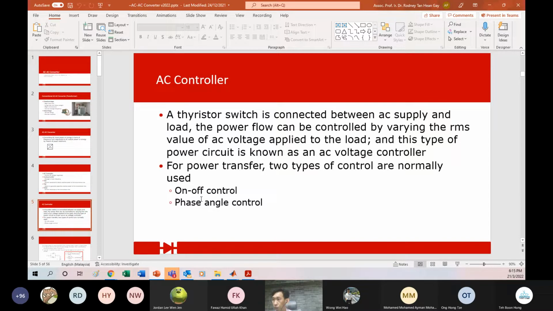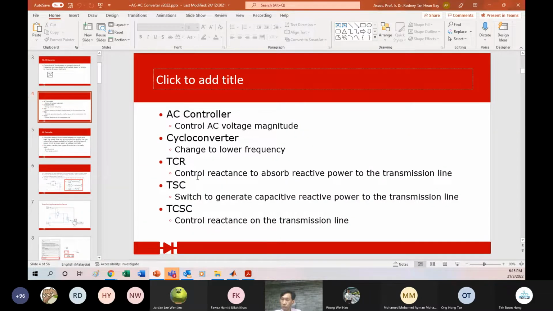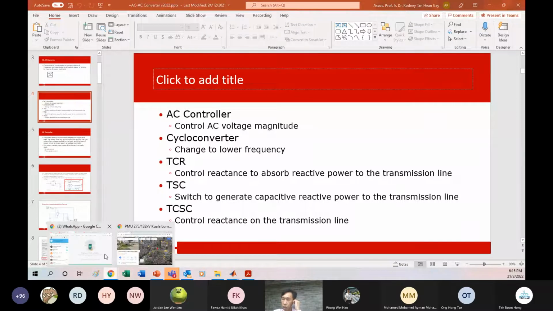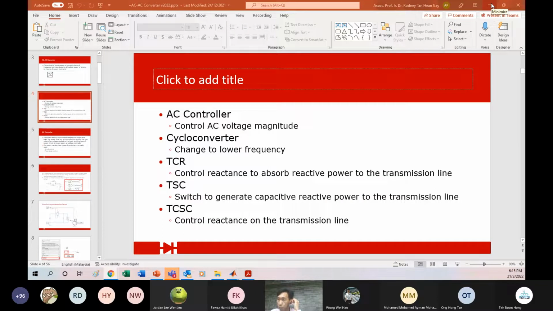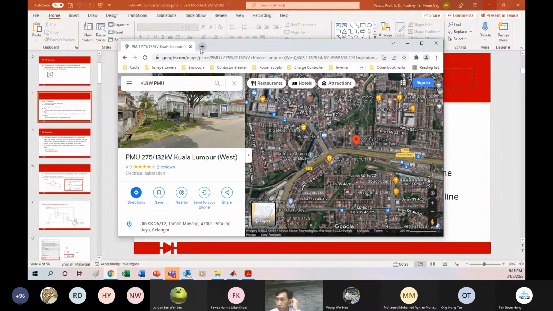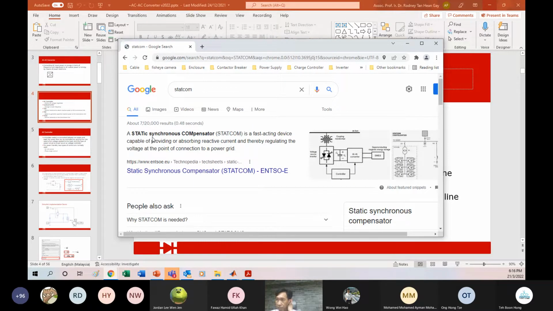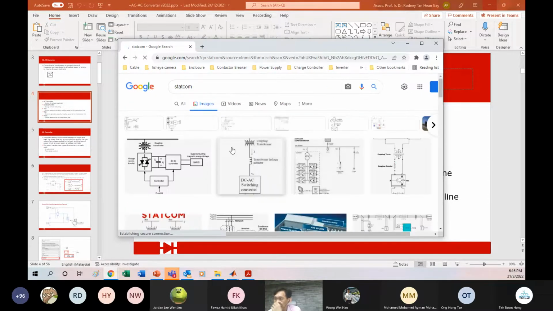Of course there are more advanced versions. The combination of these is what we call SVC. The advanced version of it is what we call a STATCOM. Let me just show you where it is in Google Map. STATCOM stands for static synchronous compensator. It's a power electronic switching version of the SVC. SVC is controlled using thyristors, so the STATCOM is controlled using transistors.